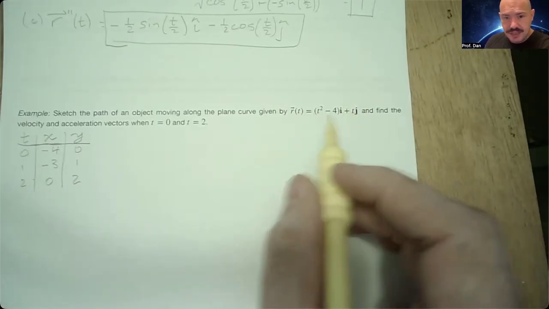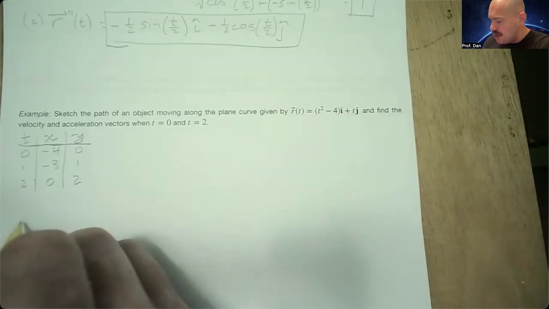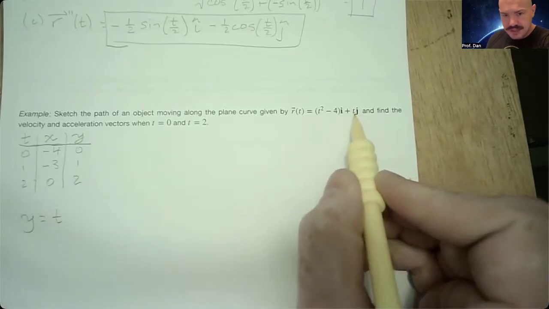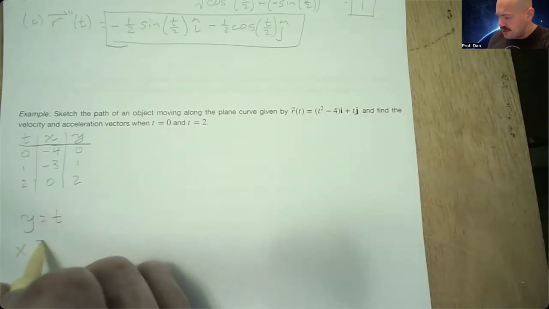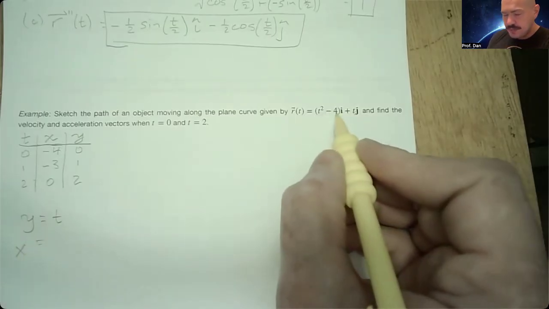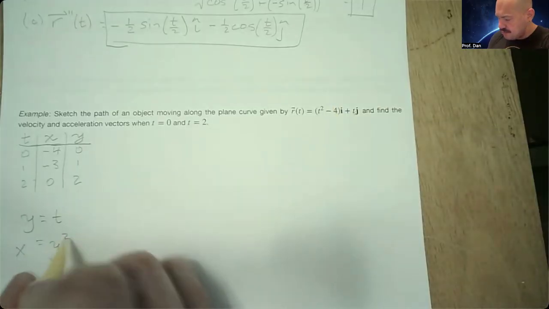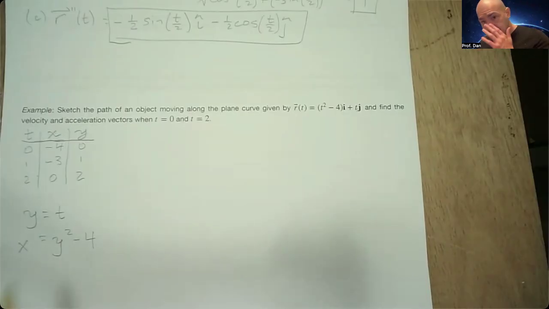Another thing I can do to kind of figure out what the general shape is going to be is look at these as parametric equations. I know that y is equal to t, right? Because that's our j component. I know that x, so our i component, is equal to t squared minus 4. But remember, what is t? t is y. So we end up getting a sideways parabola.